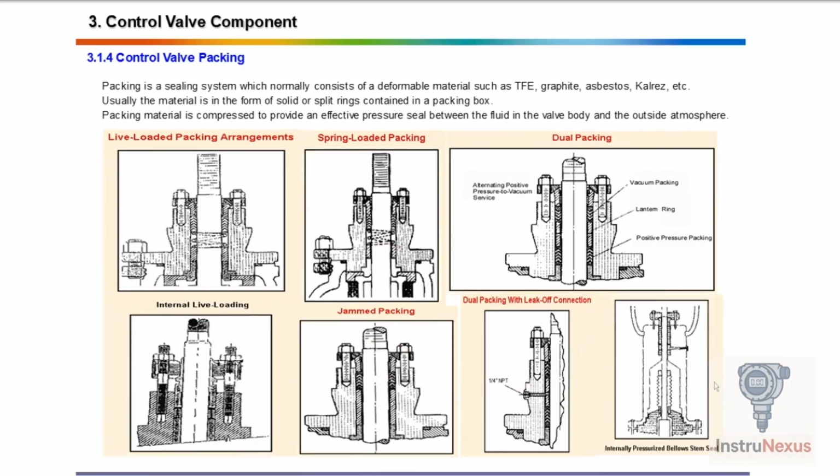Control valve packing. Packing is an essential sealing system typically made from deformable materials such as TFE, graphite, asbestos, or Calrez, among others. These materials are chosen for their durability and ability to withstand extreme conditions, including high temperatures and pressures. The packing material usually comes in the form of solid or split rings, which are placed within a packing box. When the packing is compressed, it forms a reliable pressure seal that effectively isolates the fluid inside the valve body from the outside atmosphere, preventing leaks.